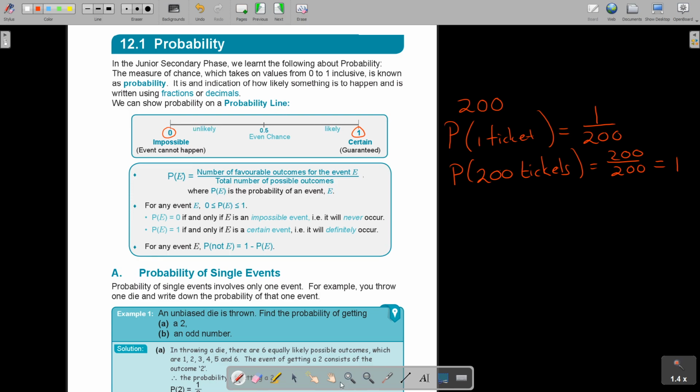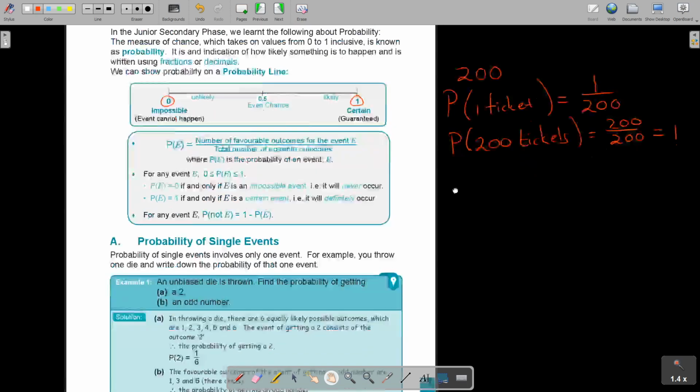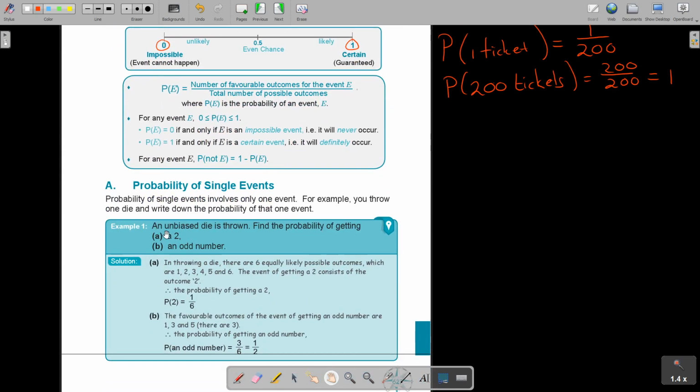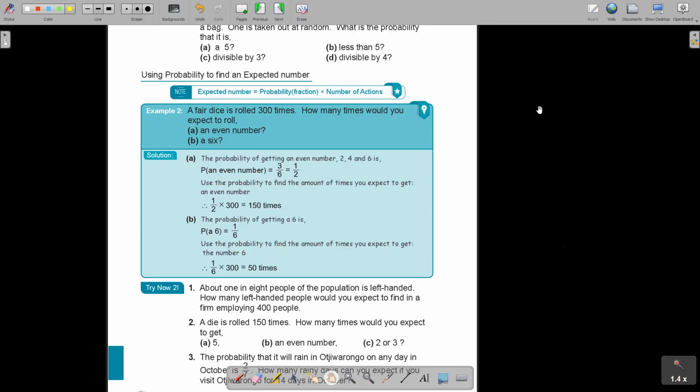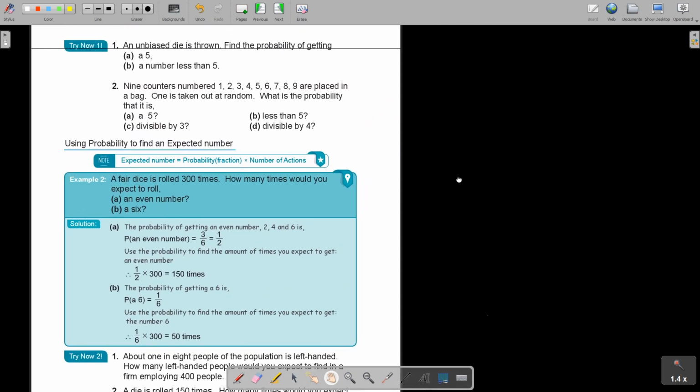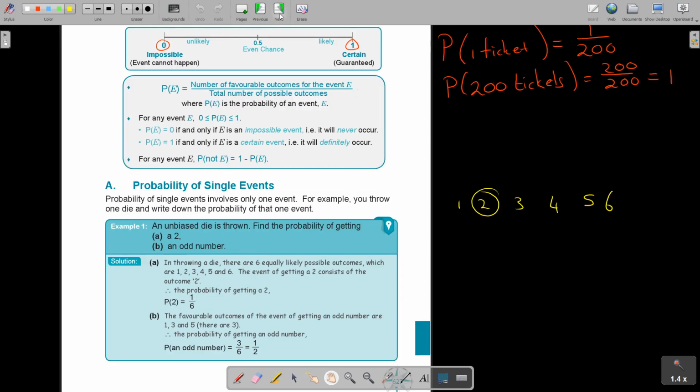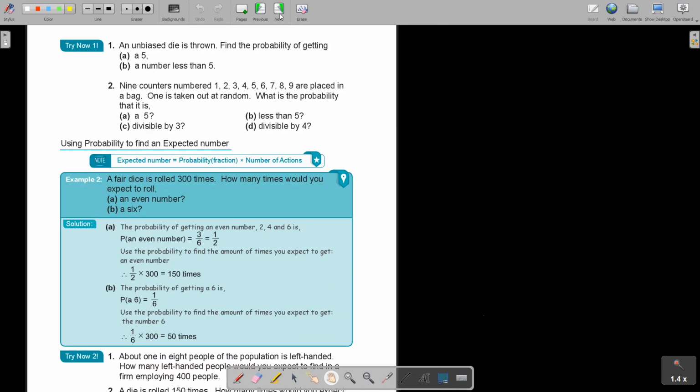Now, probability of single events, I personally don't think you will struggle with that. It's just if you throw a dice, what is the total? There can be a 1, 2, 3, a 4, a 5, and a 6. So the probability of a 2 will just be 1 out of 6. Okay, I'm just going to go on. The single events are not so difficult.